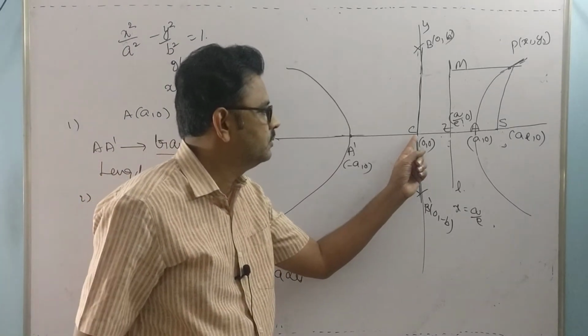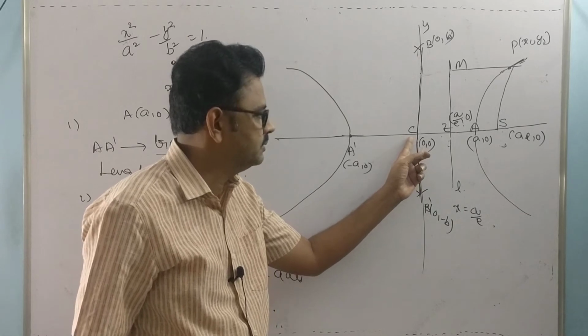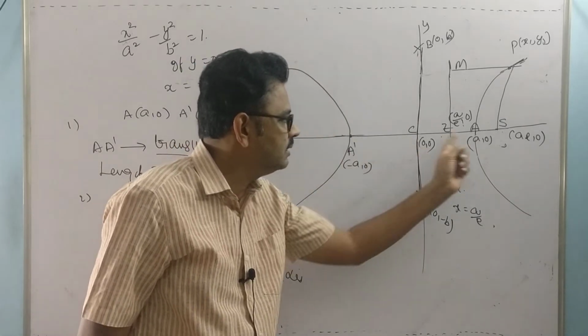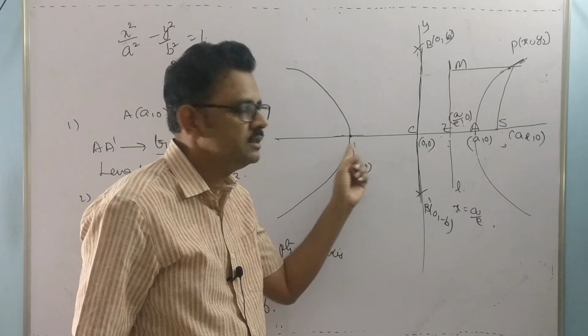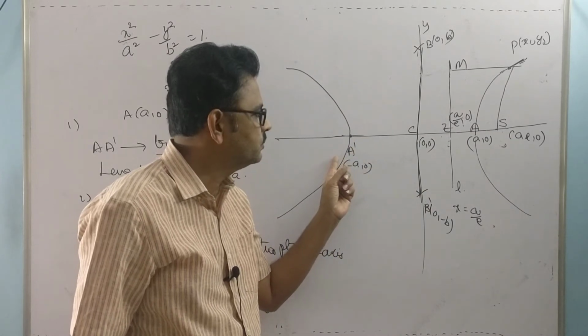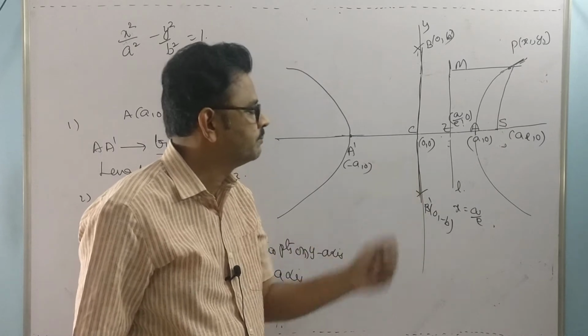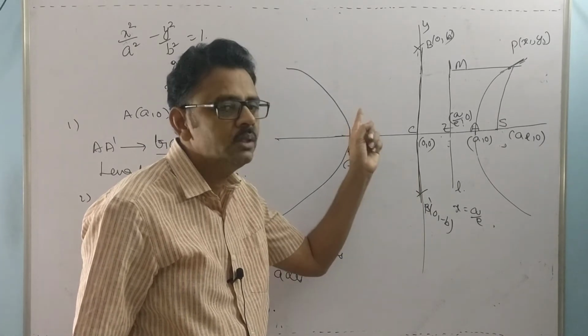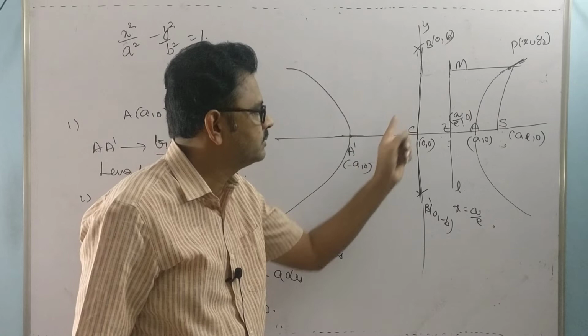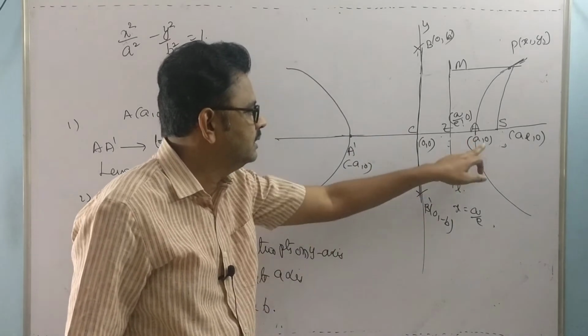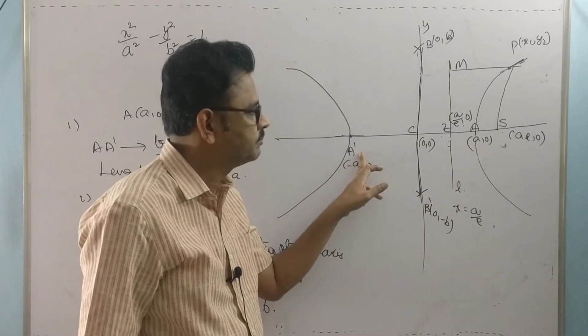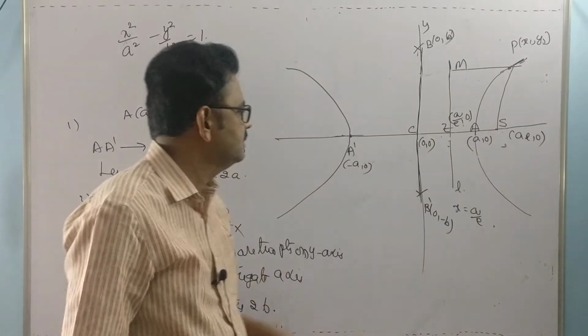The center is (0, 0). AA dash is called the transverse axis and its length is 2a. BB dash is called the conjugate axis and its length is 2b. Eccentricity equals root of a square plus b square by a square. A and A dash are called vertices. This is S, and this is called S dash.